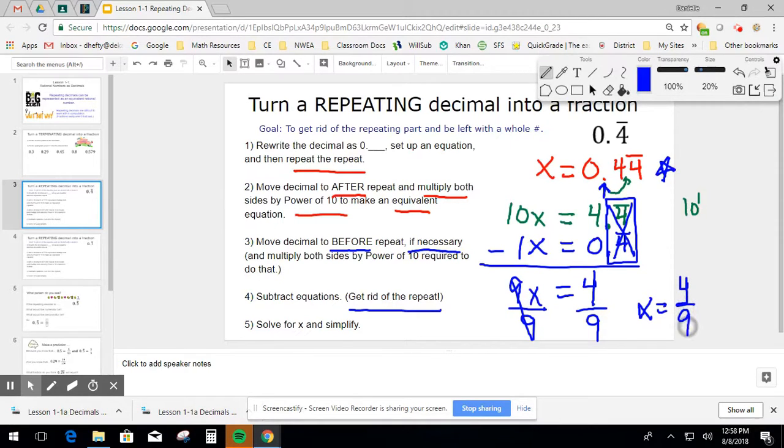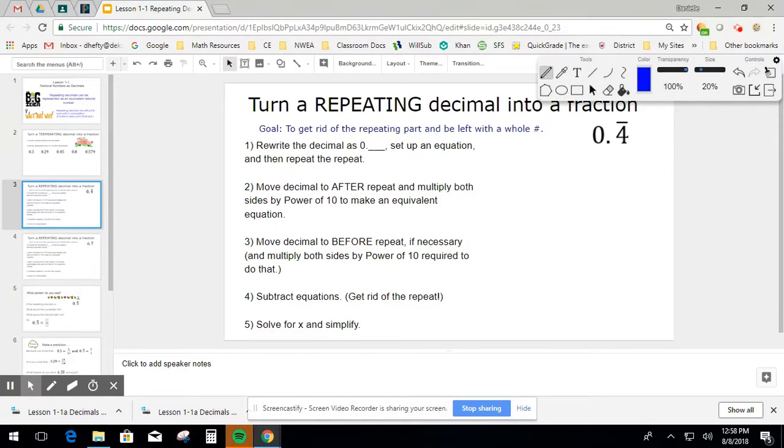Remember, do not get a calculator out here. I want a fraction. That was my goal. So I've solved for x. X equals 4 ninths. That means 0.4 repeating is 4 ninths. I do want to simplify that, but that has already been simplified. 0.4 repeating is equal to 4 ninths. If I went too fast, make sure you hit the pause button, repeat, make sure your notes look like this.